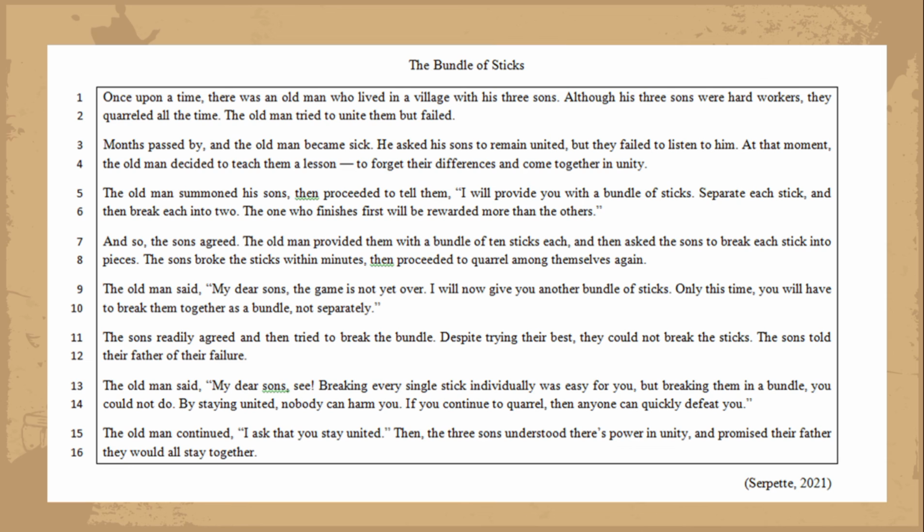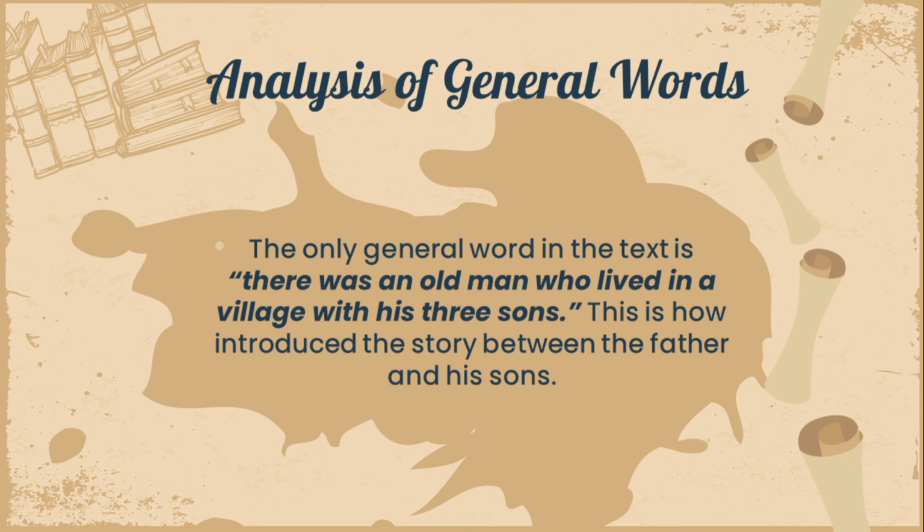The last is general words. The example is also taken from the short story of The Bundle of Sticks. Here is the analysis of general words. The only general words in the text are in "there was an old man who lived in a village with his 3 sons." This is how the story between the father and his sons is introduced. The general words here are man and sons.